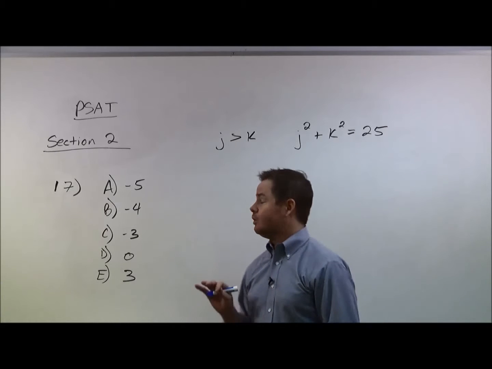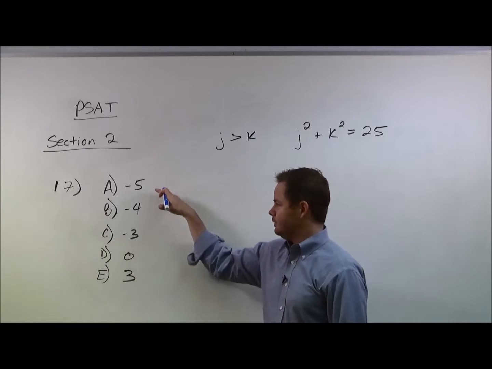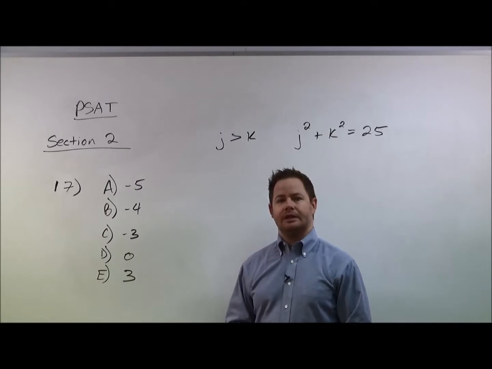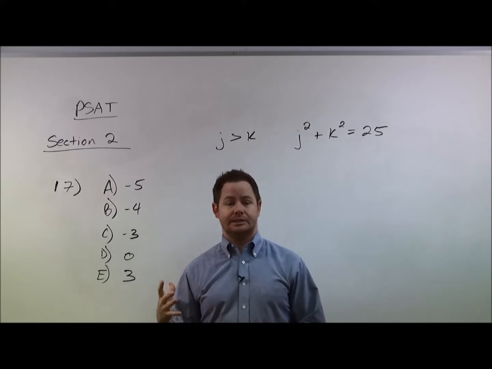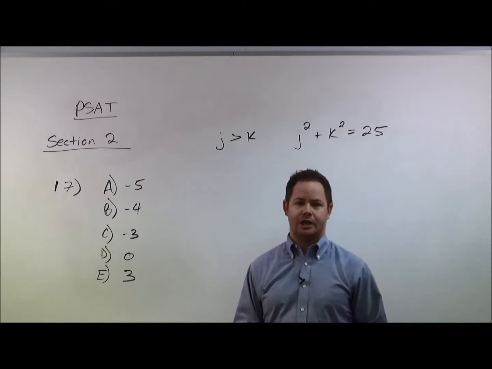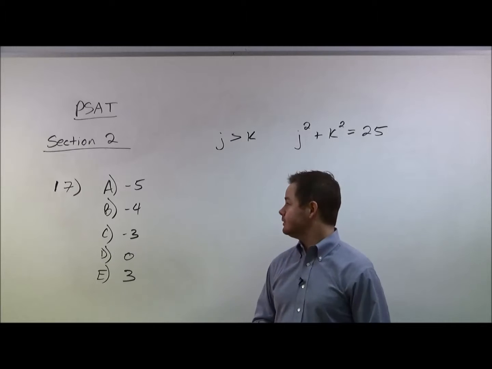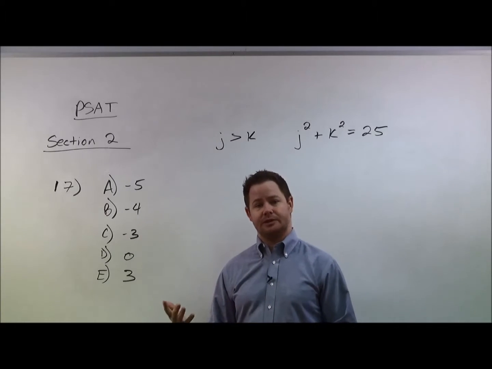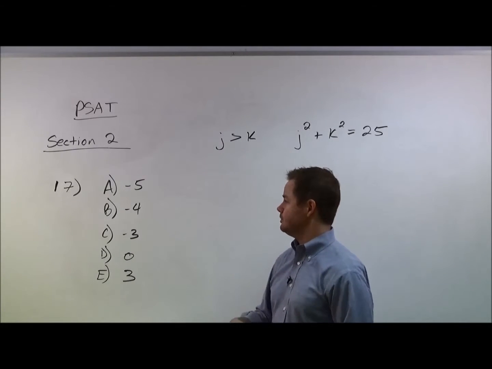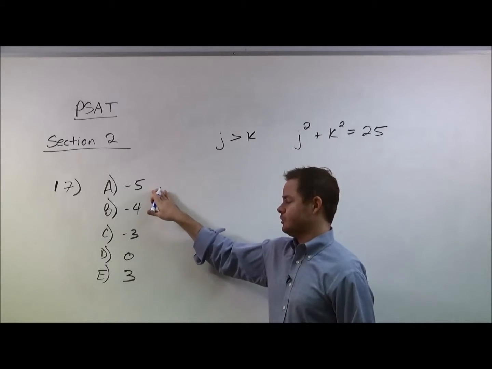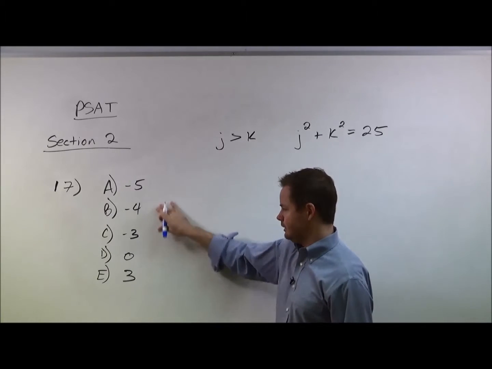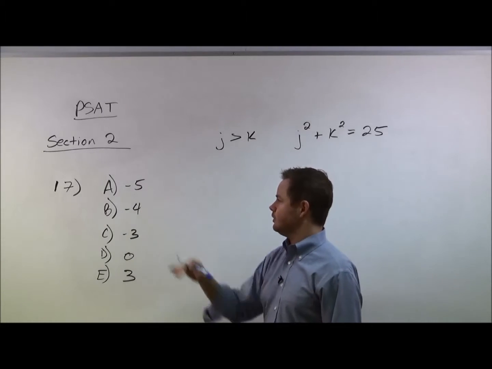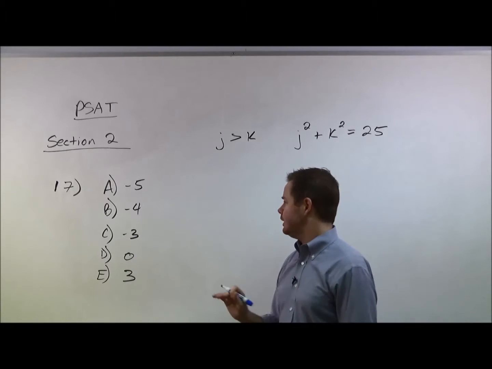So the question asks us to pick which one of these values is the least value that J could be. And that means that since they're asking for the least value, we want to start with the smallest. We want to start with answer choice A in this case. These are listed least to greatest, so we're going to start with -5. Let's see if J could be -5.